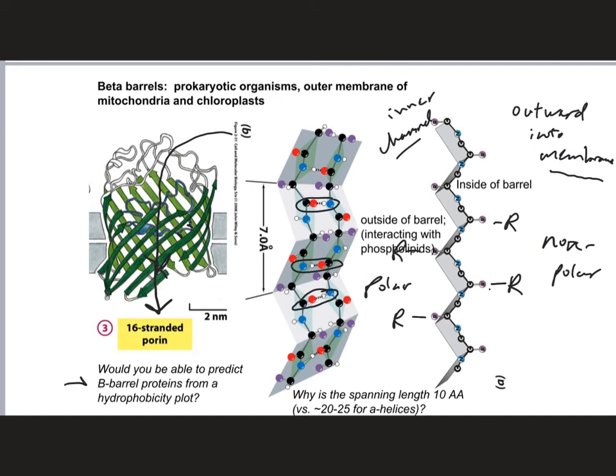So, question, would you be able to predict beta barrel proteins from a hydrophobicity plot? So from those hydropathy plots, would you be able to predict a beta barrel? Well, the answer is no, because it works with an alpha helix, because the vast majority of those side chains do interact with the membrane and they're going to be nonpolar. Whereas here you've got every other one, so only 50-50 are nonpolar, so they're not really going to have that high level of hydropathy beyond anything else. So beta barrels are not predictable usually by hydropathy plots. Alpha helix transmembrane regions definitely are.